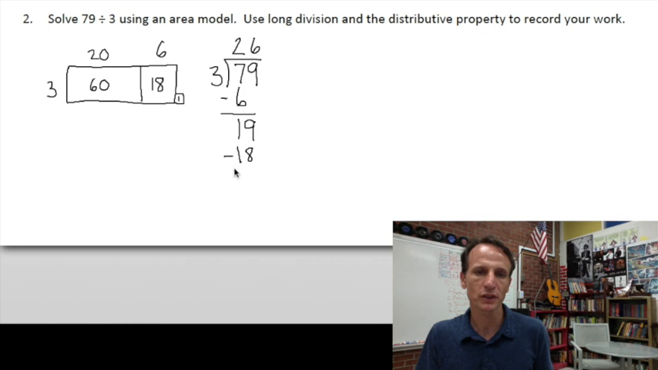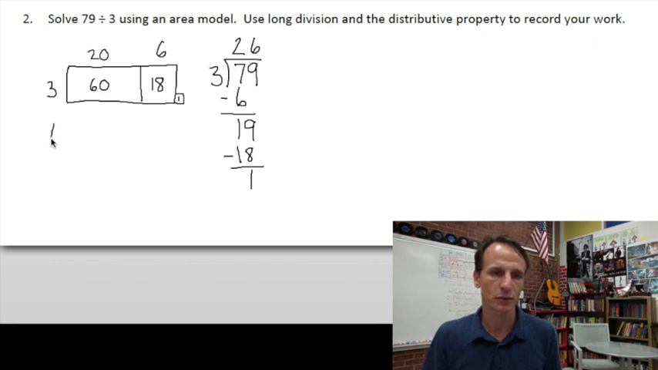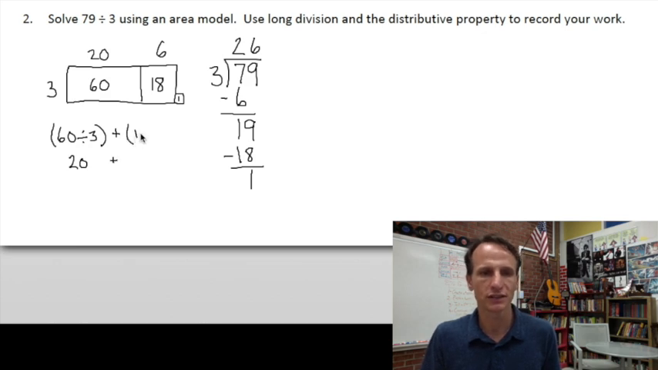Which leaves us with one donut that we cannot fairly share out. So when we write this out with the distributive property, what we did here was we said, okay, let's do 60 divided by 3. And again, let's skip ahead and say we know that's 20. We just did it. And then we would combine that with, in both cases, the quotient of 18 divided by 3, which we know is 6.